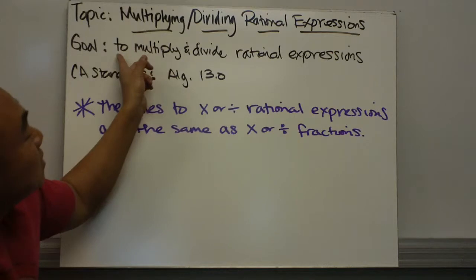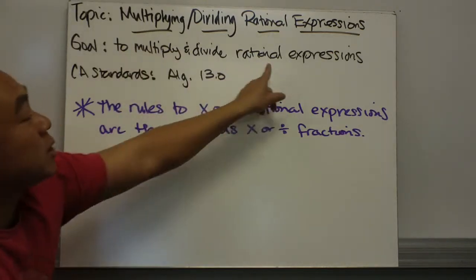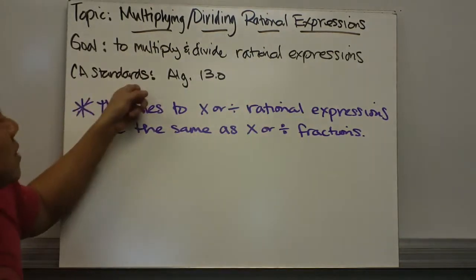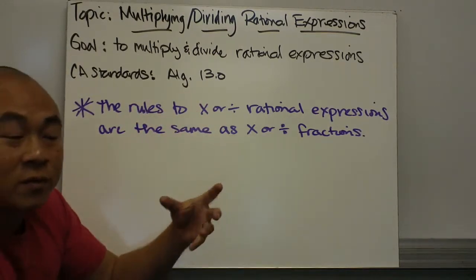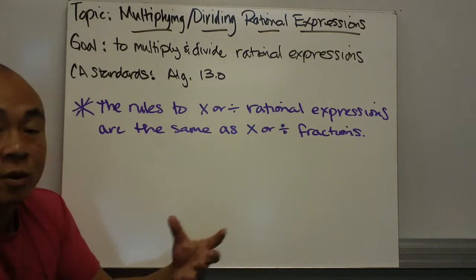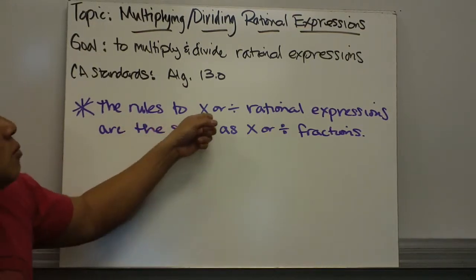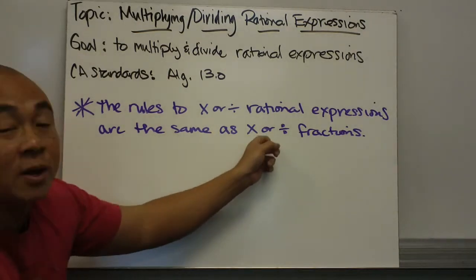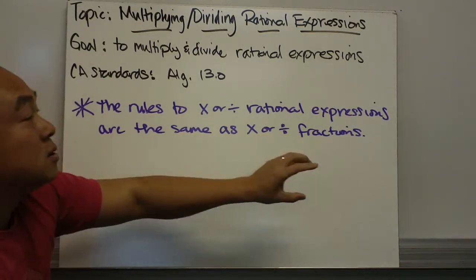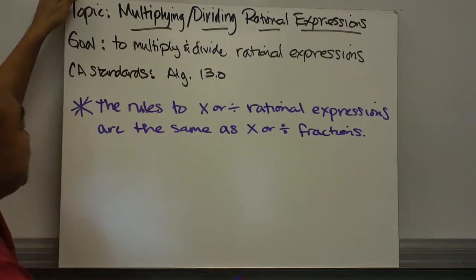Our goal for today is to be able to multiply and divide rational expressions. Our California standards that we're going to address today is Algebra 13.0. One thing that I want you to take through all this is that the rules to multiplying and or dividing rational expressions are the same as multiplying and or dividing fractions. So just keep that in mind.